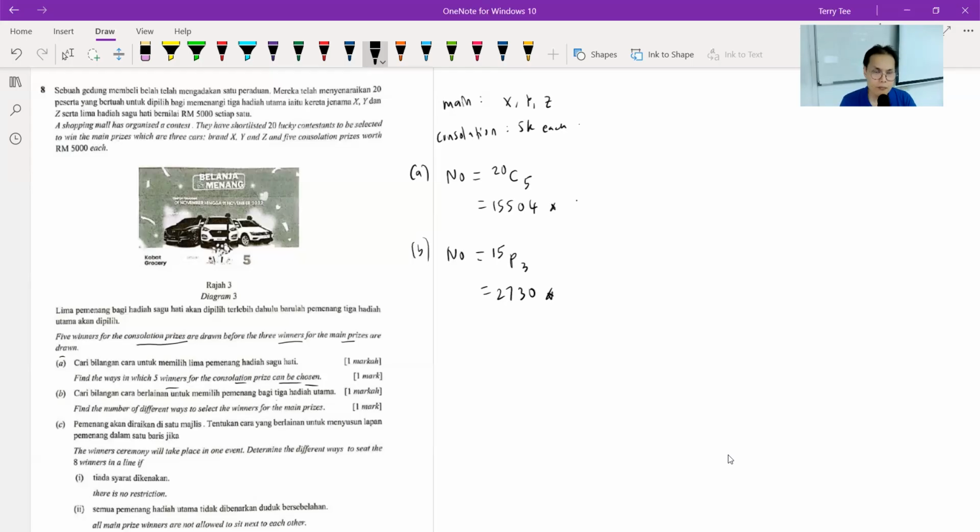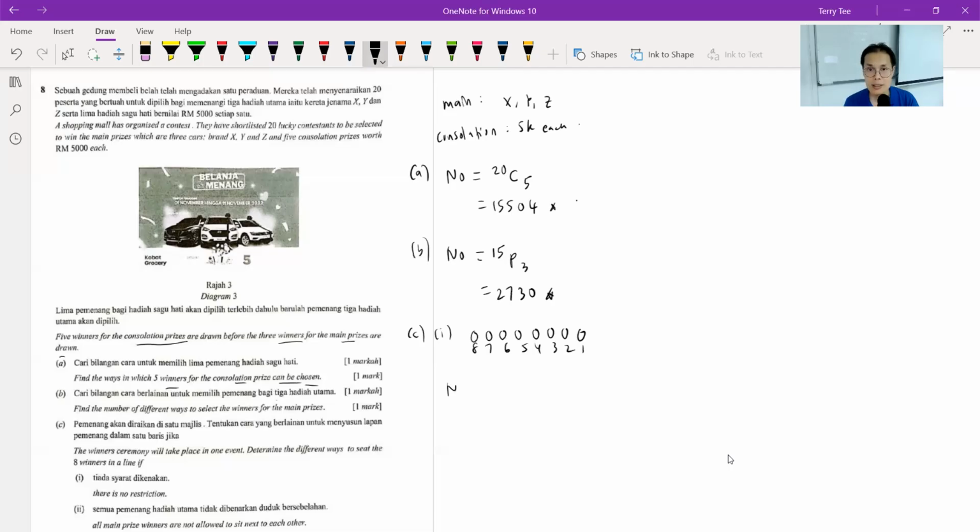Okay, next, the winner ceremony will take place in one event. So determine the different ways to seat the 8 winners in a line if there's no restriction. Okay, you want to seat the 8 winners. That means 3 main prizes, 5 consolation prizes. Okay, so if there is no particular condition, I can actually seat any 8 of them in a row, right? Any 8 of them in a row. How many ways? 8, 7, 6, 5, 4, 3, 2, 1.